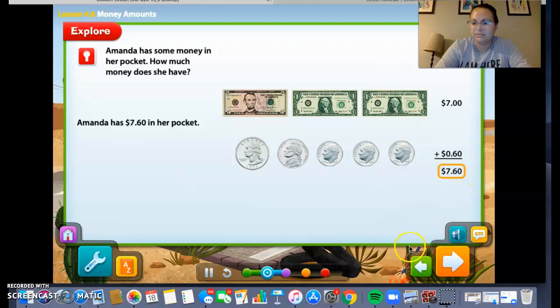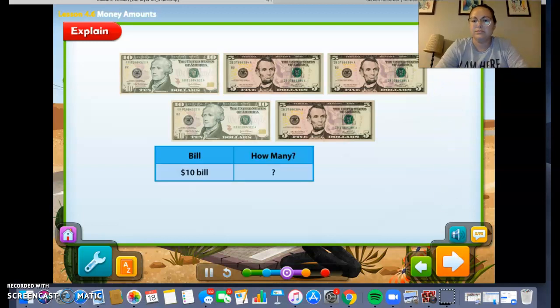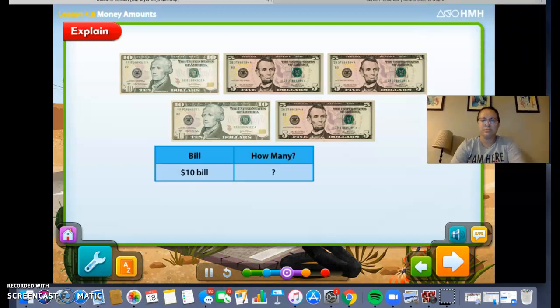So Amanda has $7.60 in her pocket. Let's find the value of these bills. Start by finding the number of $10 bills. Okay, so look at the 10s first. First of all, how many 10s are there? I see 2. There are 2 $10 bills.